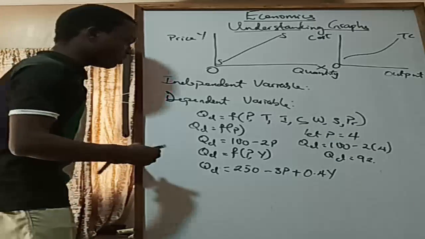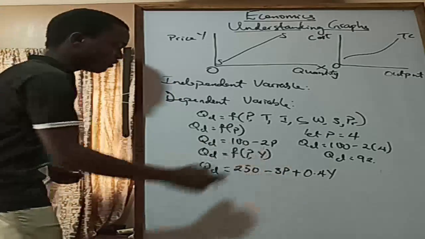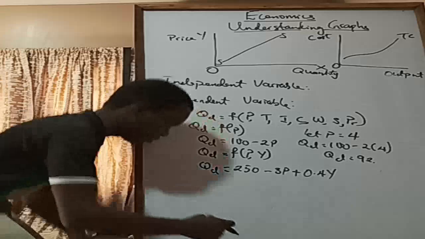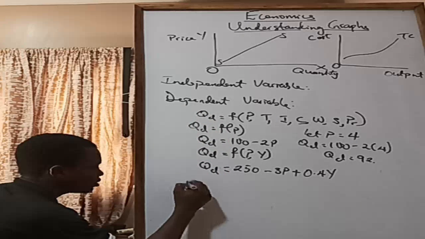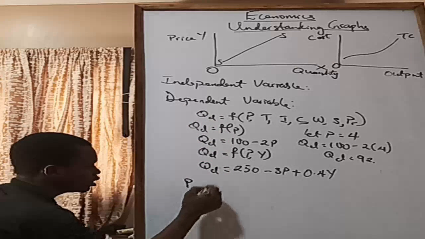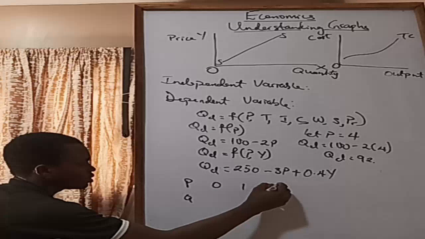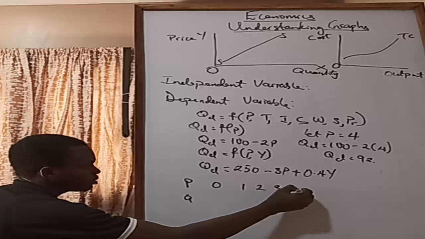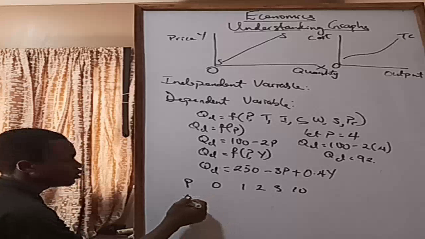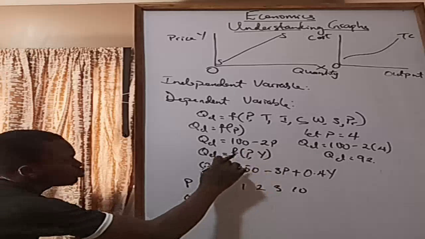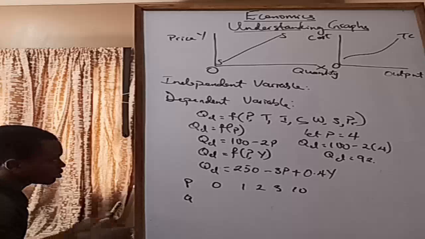Yeah. If you remember, here we had this simplified version. So let me say I just have this. We have P and then we have Q. So P, when the price is 0, the price is 1, 2, 3, and then let's say 10. So what will be the values of your Q? Now, let's work with this function. Let's work with this one.